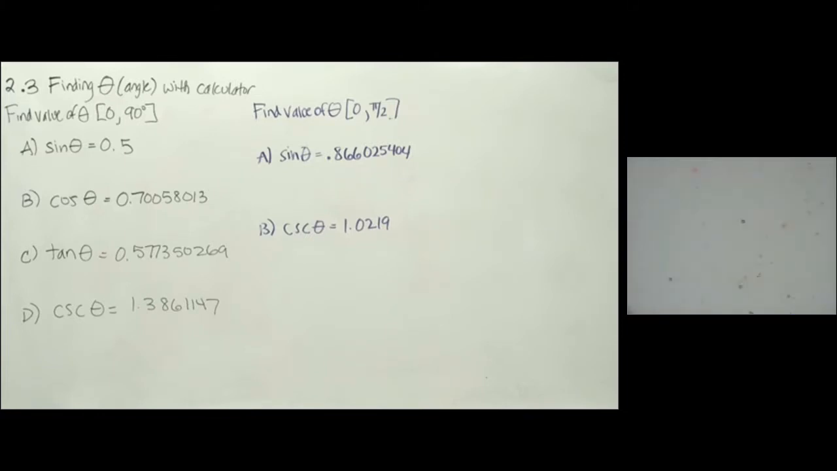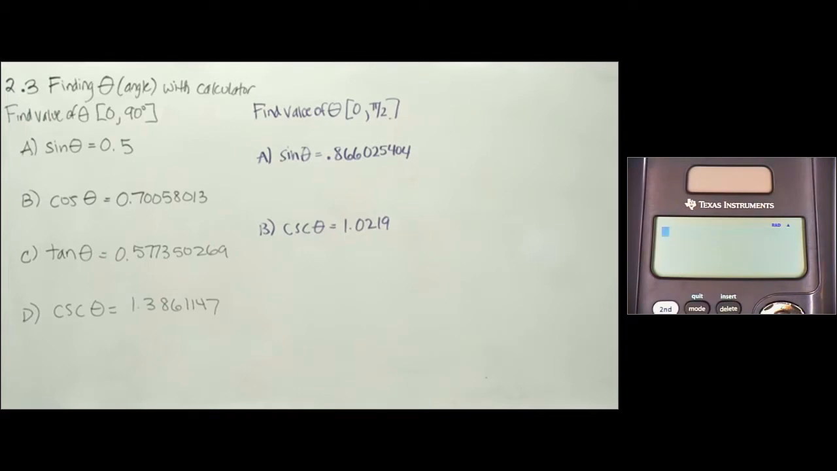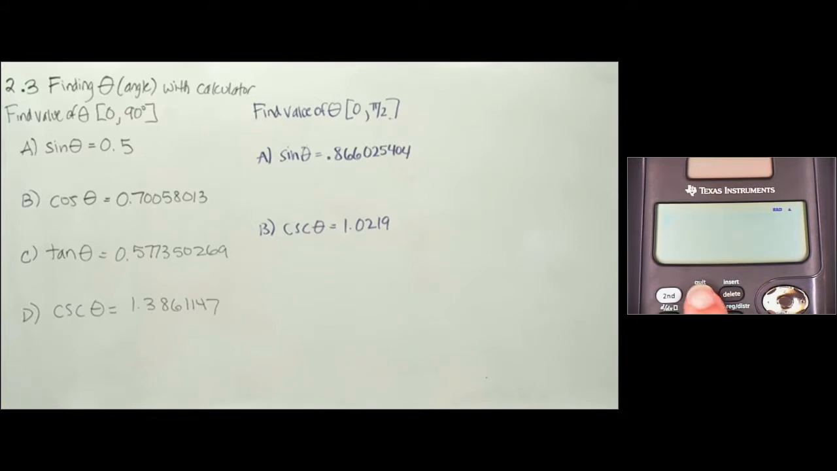Now let's do the pro. Okay, here's the pro. What mode am I in, people? Uh-oh, I'm in radians. What mode do I want to be in? Degrees. So let's go to mode. Let's arrow back to degrees. Hit enter so it highlights it. Now to get out of that, you got to hit second, quit. Now I'm in degree mode.